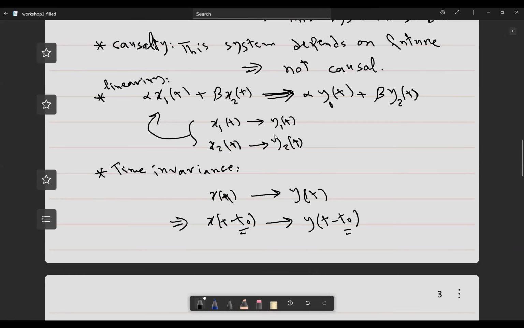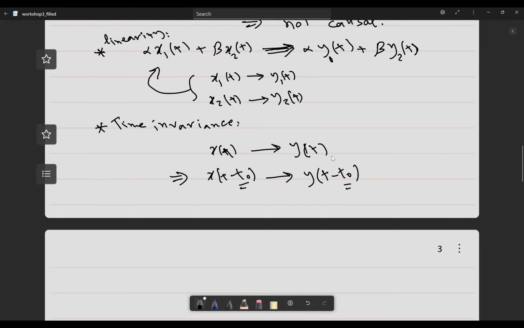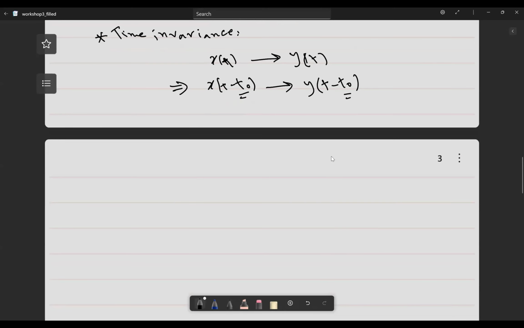Please check those properties as an exercise for this example. And we'll move to another example.